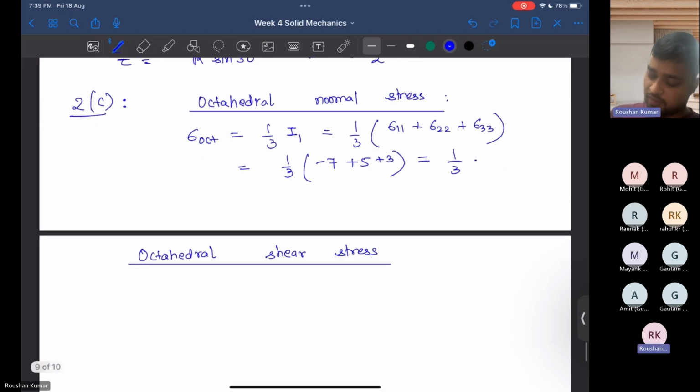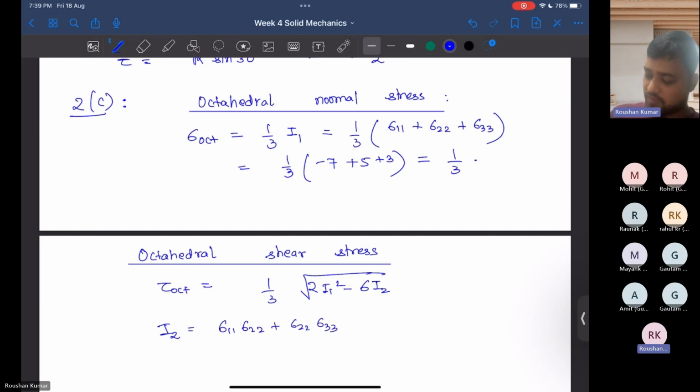Octahedral shear stress is given by 1/3 root over 2 times first invariant square minus 6 times second invariant. So first we have to find out the second invariant, which is given by sigma 11 sigma 22 plus sigma 22 sigma 33 plus sigma 33 sigma 11 minus tau 12 square minus tau 23 square minus tau 31 square.